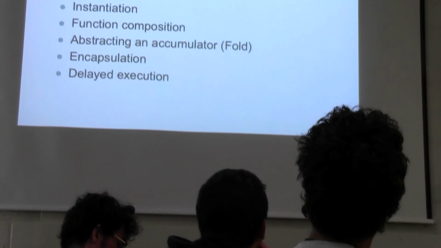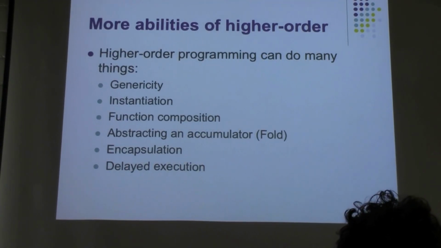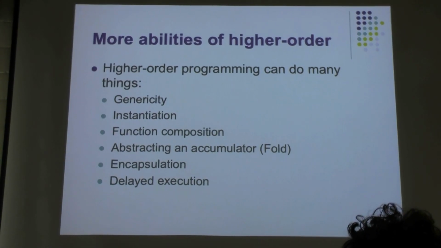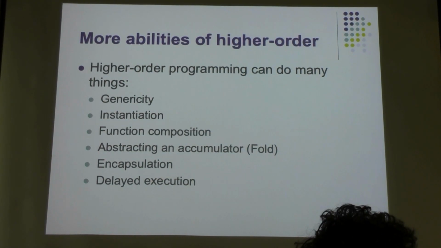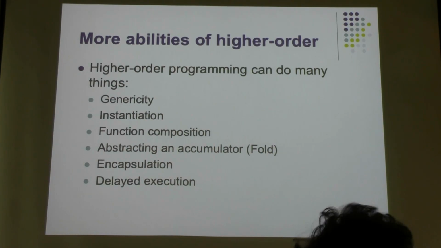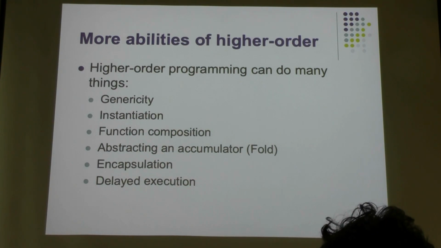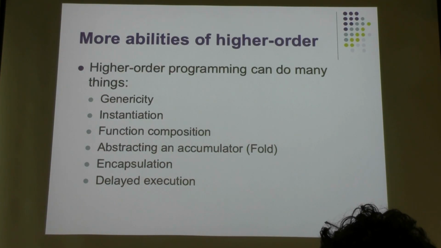So we saw many other things for higher order programming, and I'm not going to show them all now. We saw genericity. Genericity is when a function takes a function as input. Instantiation is when a function returns a function, like when you create a new object. The new function in an object-oriented language is returning an object which is actually a function, an object which is represented by a closure. So that's a case of instantiation. So this is used all the time.